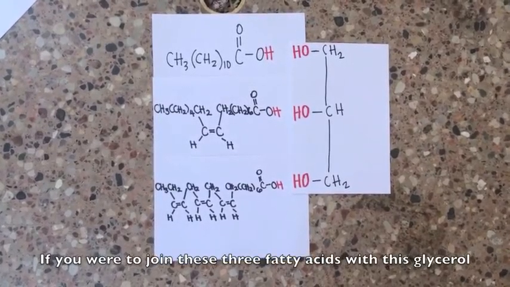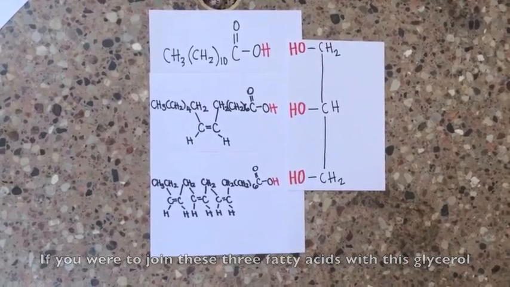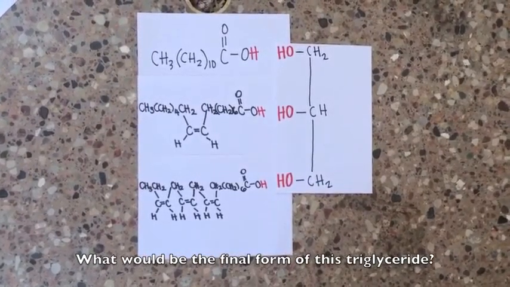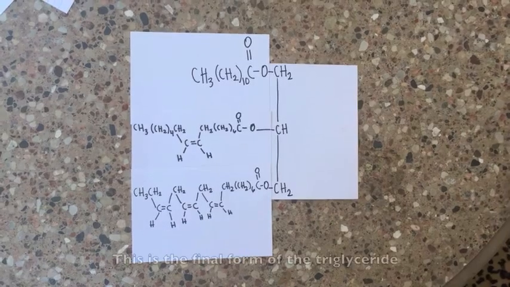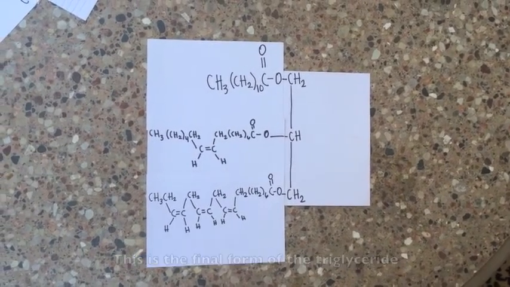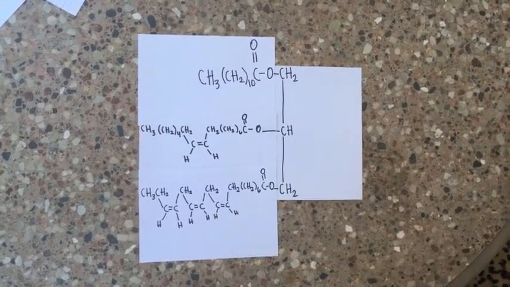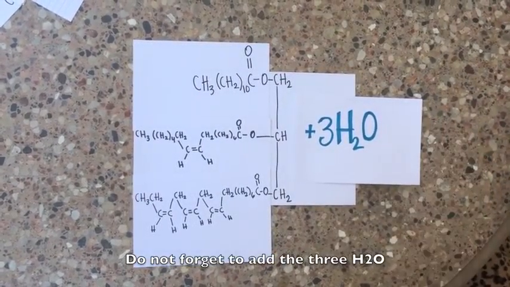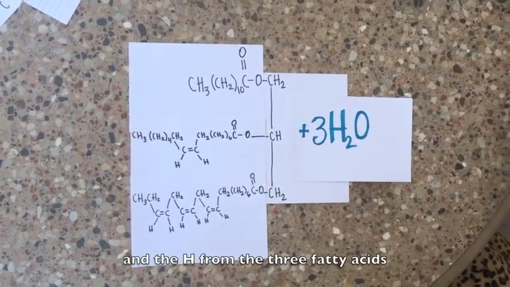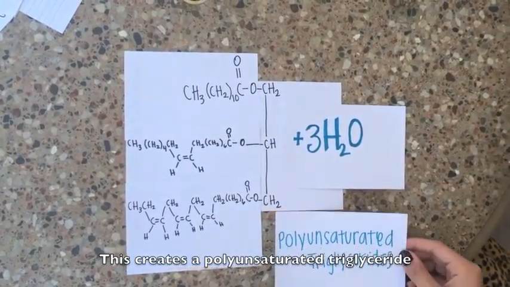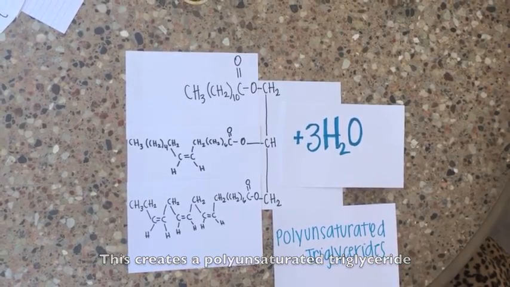If you were to join these three fatty acids with this glycerol, what would be the final form of this triglyceride? This is the final form of the triglyceride that you would create. Do not forget to add the 3H2O when dropping the OH from the glycerol and the H from the three fatty acids. This creates a polyunsaturated triglyceride.